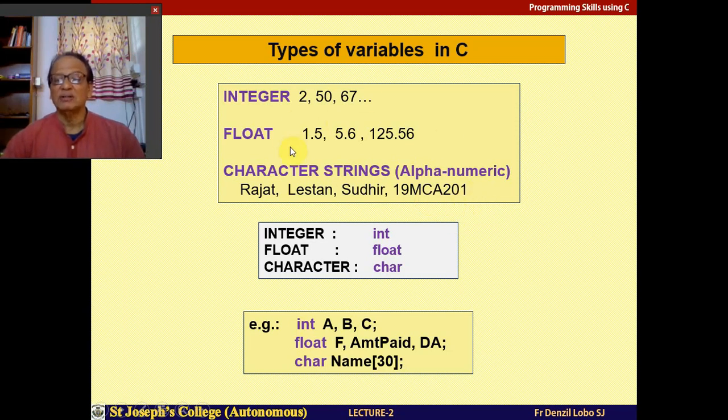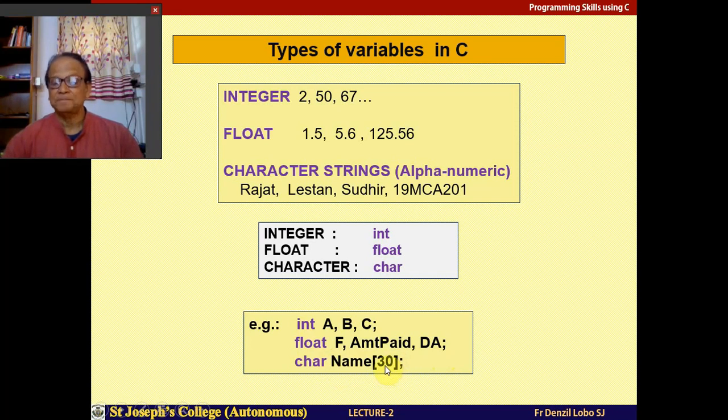So these are the three types of variables we are going to use right now, and they are declared using int, float, and char. Int for integer, float for float, and char for character, all in small letters. Please remember, for example, here int A, B, C means A and B and C are integer type variables. Similarly, F, amount paid, and DA are floating type variables, and name with square brackets 30 is a character string.